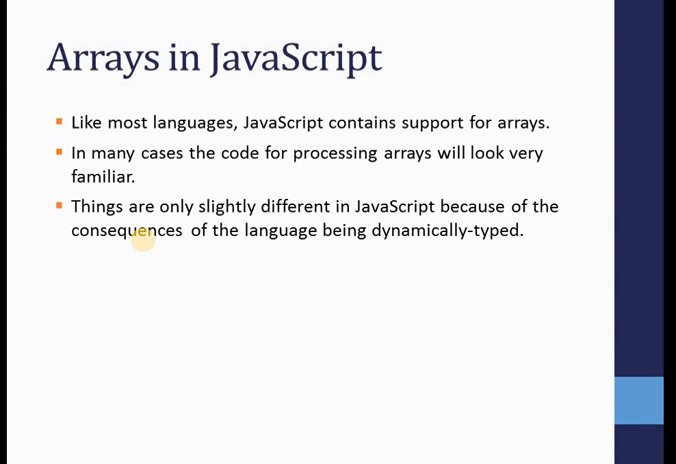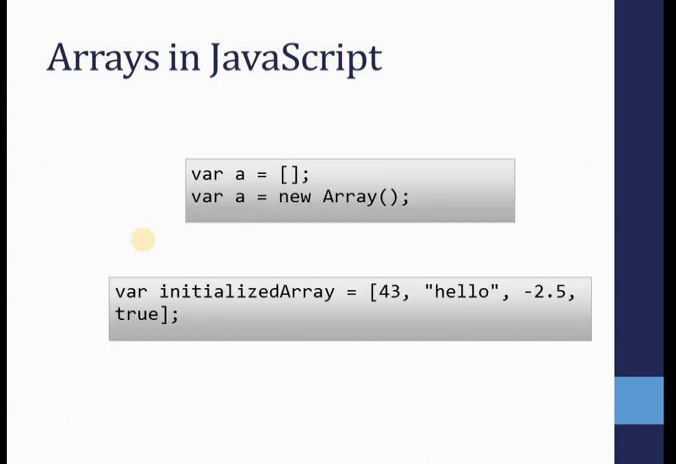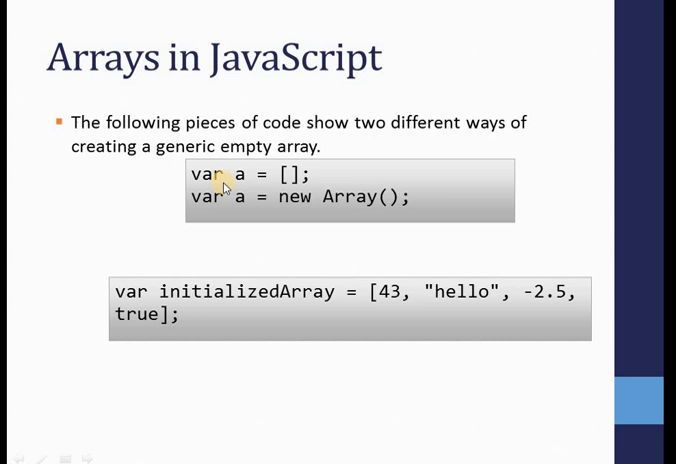Things are only slightly different in JavaScript because of the consequence of the language being dynamically typed. That means, you all know that JavaScript is a loosely typed language. That means you don't have to specify data types while declaring an array or variable. Now, arrays in JavaScript: there are two ways to declare an array. The first one shows a way of creating a generic empty array.